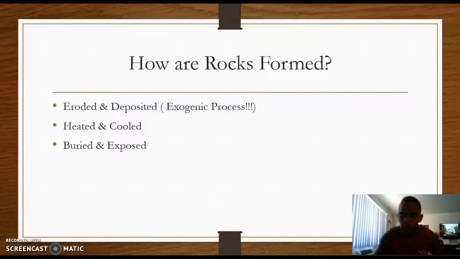As Earth's crust moves, its materials are eroded, deposited, heated and cooled, and then eventually buried and exposed. Eroded and deposited is what's going to cause your sedimentary rocks. You're also going to bring rocks from high elevations down to low elevations into lakes and such. Heated and cooled would probably be the best example of igneous rocks, and buried and exposed I would closely relate to metamorphic rocks.